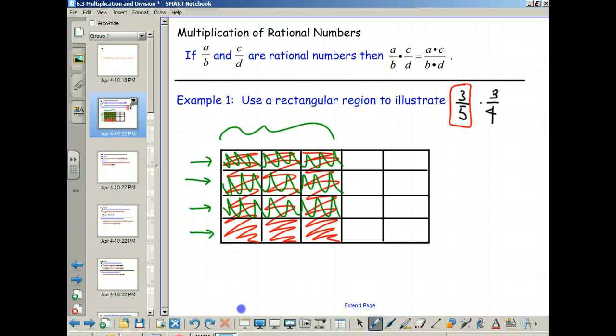And if you count the boxes that are double shaded in the red and the green, I have 9 boxes that are shaded in. And if you count the entire number of boxes from the whole rectangle, I have 20 boxes. And if you take a look at the original fractions, 3 times 3 is 9, and 5 times 4 is in fact 20, verifying that same fraction for us.